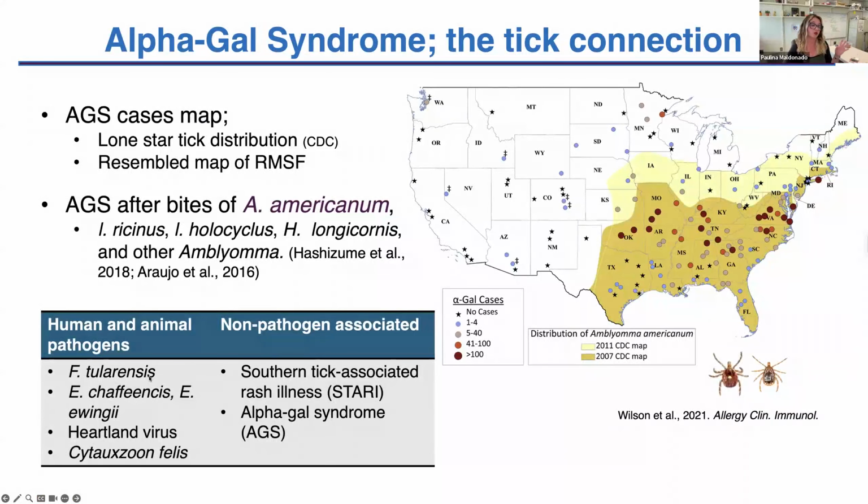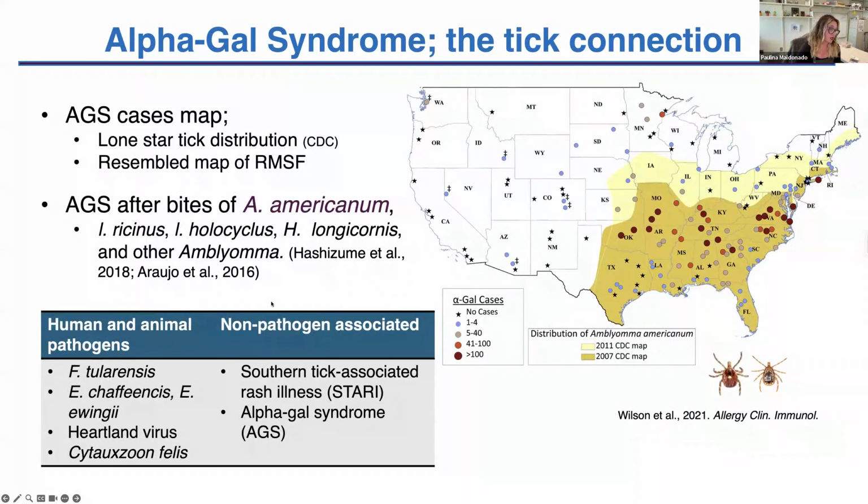Now, just going back to a little bit of how the alpha-gal syndrome tick connection occurred, it initially started by seeing that there was some geographic distribution associated with the cases of alpha-gal syndrome and the distribution of the Lone Star tick map, which coincidentally also resembled the Rocky Mountain spotted fever distribution in the US. So here on the right, we see the distribution of the Lone Star tick, how it has been expanding, and some of the earlier reports on alpha-gal syndrome cases.